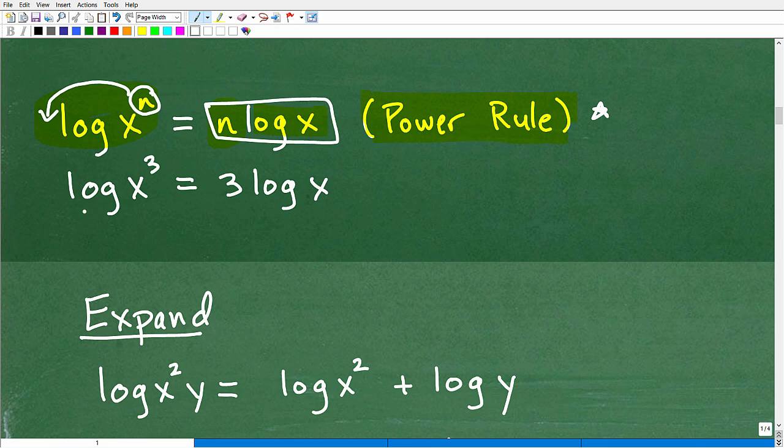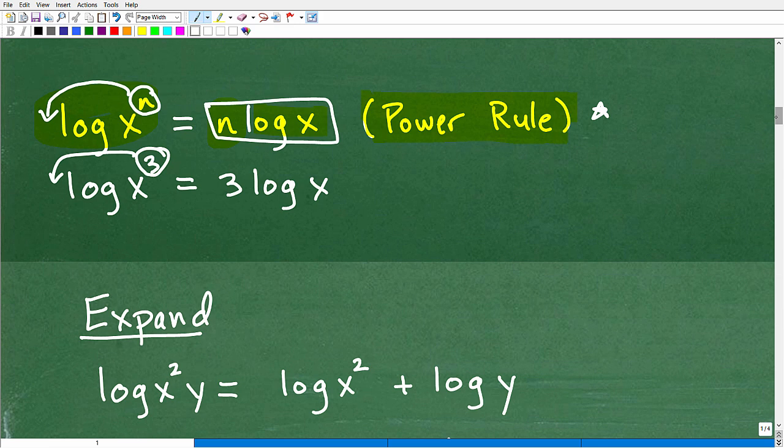So here's a basic example. We have log x cubed. I could just take that little exponent and write it as a full value in front of the log, a coefficient. So this is 3 times log x. So log x cubed, I can rewrite that as 3 times log x. All right, so pretty straightforward.